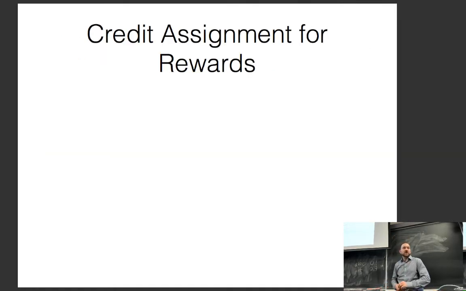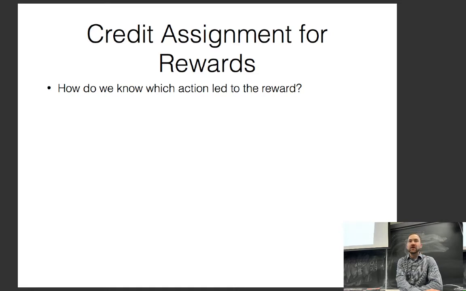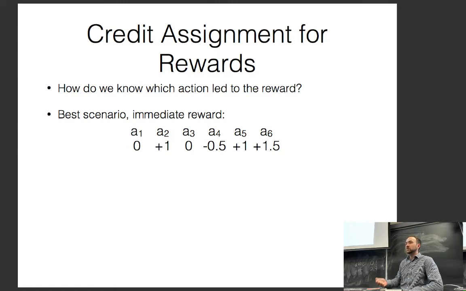So one problem here is credit assignment. This is a huge problem in reinforcement learning. In fact, it's probably the problem that makes it more difficult than supervised learning. Basically the problem is, how do we know which action led to a particular reward? The best scenario is immediate reward, where the moment we take an action, we get a reward. You might not necessarily know that it was only A2 that caused you to get this reward, or A4 that caused you to get a penalty, but there's a pretty good chance that the last thing that you did had a large effect on you getting that reward.